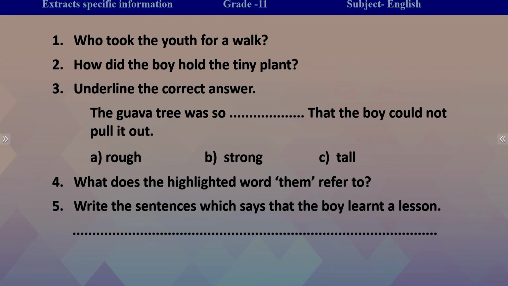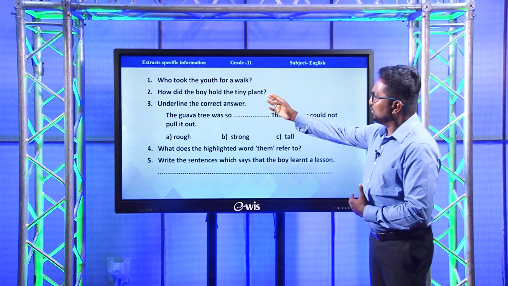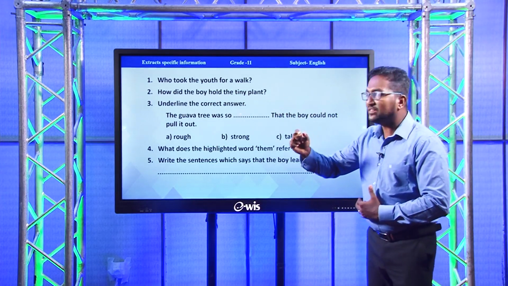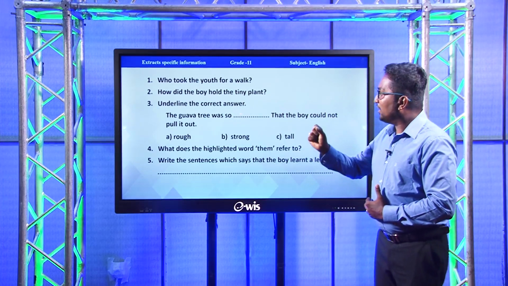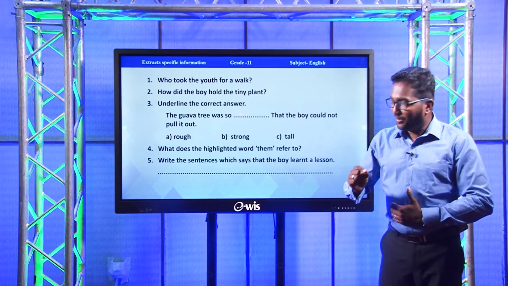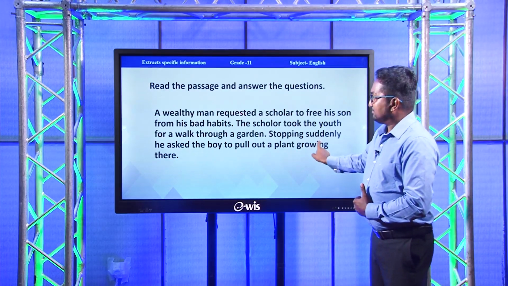What does the highlighted word them refer to? The next one, write the sentence which says that the boy learned a lesson. By looking at these first events, you can guess what the paragraph is about. Because who took the youth? There is a youth. And how did the boy hold the tiny plant? Yes, there must be a tiny plant. And the guava tree was so. There must be a guava tree too. Okay, now we'll go back to the paragraph.